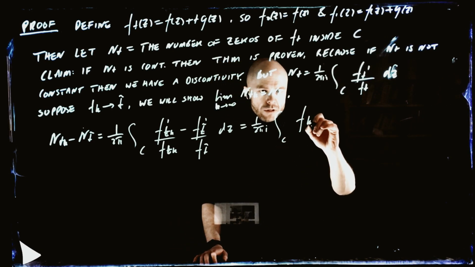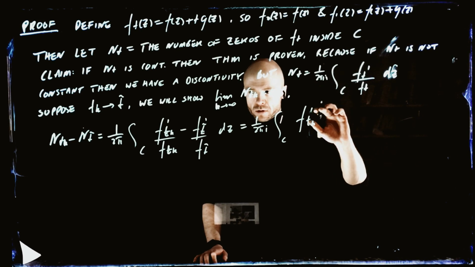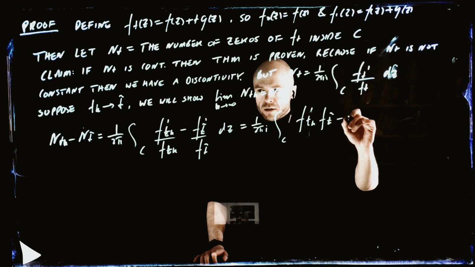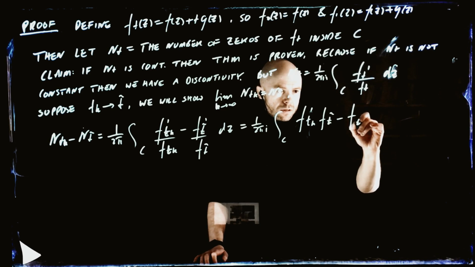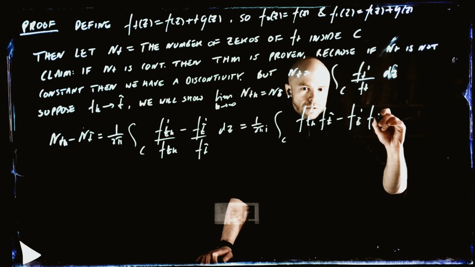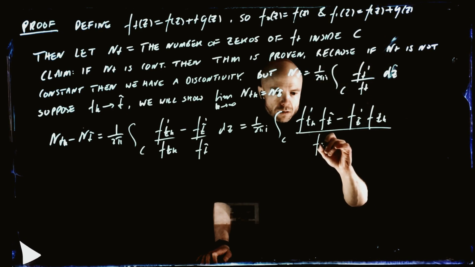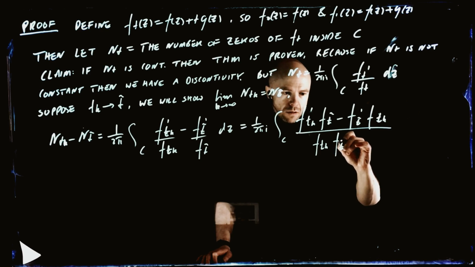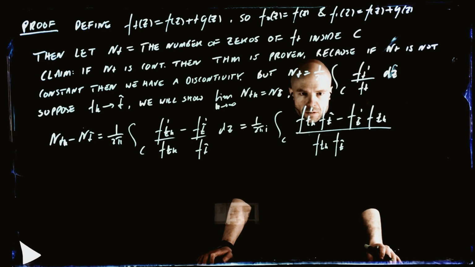And we can clean that expression up by having a common denominator, like this. And then we're going to have f_{t_k} prime times f_{t tilde} minus f_{t tilde} prime times f_{t_k} over this thing, the product. Everybody happy with this? Yeah?